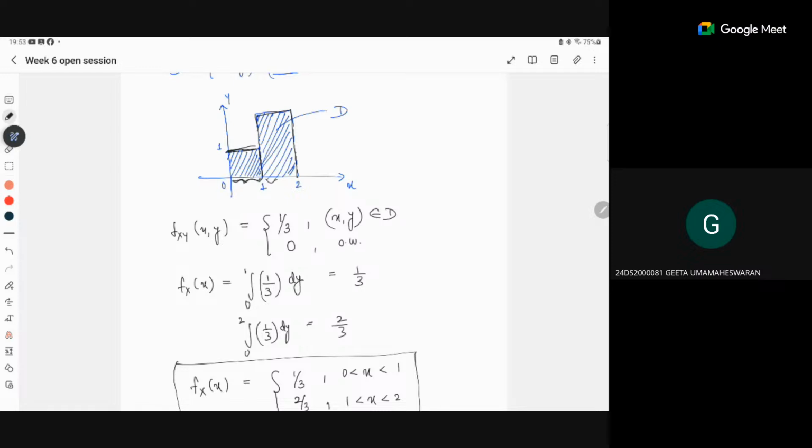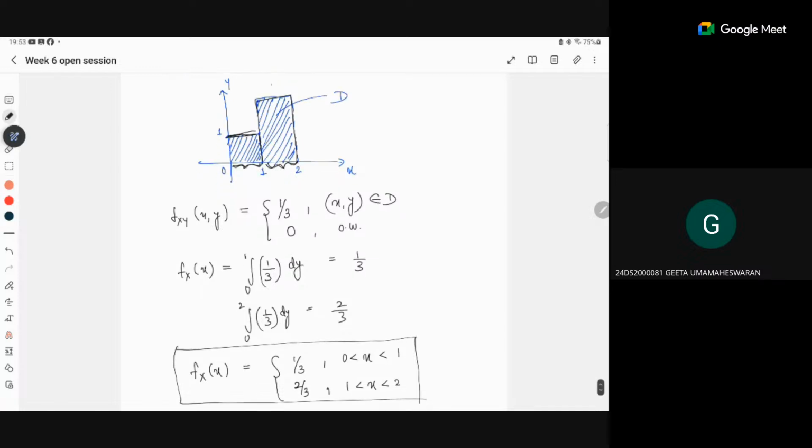But for x between 1 to 2, my y is varying from 0 to 2. Correct, right? That is why we have split in two cases. One case is for x between 0 to 1. So what happens when x is between 0 to 1? Then in that case, my fX of x is the integral of 1 by 3, which is fXY dy, and y is varying from 0 to 1.